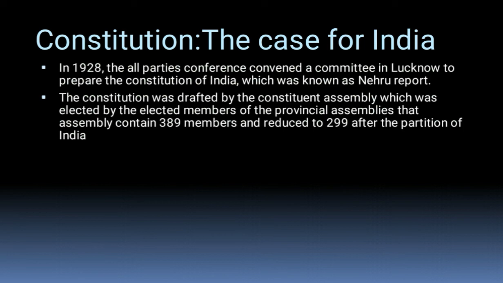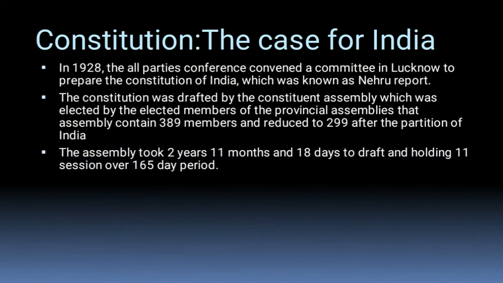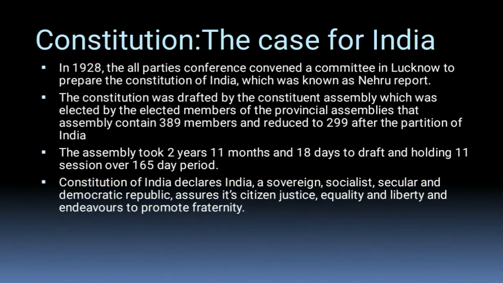That assembly contained 389 members and was reduced to 299 after the partition of India. The assembly took 2 years, 11 months, and 18 days to draft the Constitution, holding 11 sessions over a 165-day period. The Constitution of India declares India a sovereign, socialist, secular, and democratic republic, and it assures its citizens justice, equality, and liberty, and endeavors to promote fraternity.